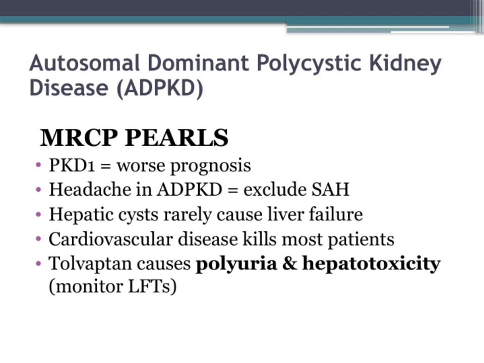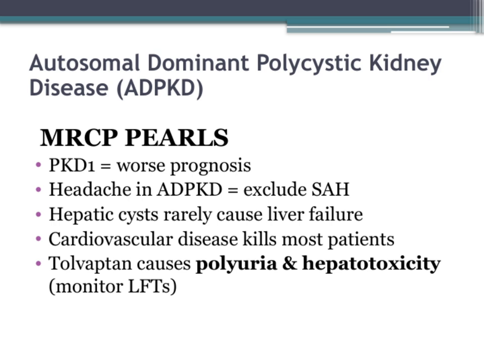Let's go over some key pearls about PKD that are important for clinical practice. First, the PKD1 gene is associated with a worse prognosis compared to PKD2, so identifying the genetic subtype can give us valuable prognostic information. Next, when a patient with ADPKD presents with a headache, we always need to exclude subarachnoid hemorrhage, as it's a critical and potentially life-threatening complication.